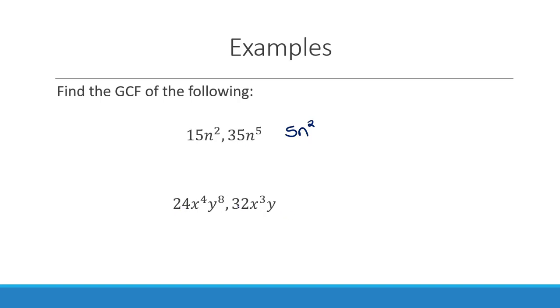24 and 32, what is the highest number that will go into 24 and 32? That's going to be 8. And then variable-wise, we can say x to the 3rd. And then my y's, you have a y to the 8th, and then this is technically a y to the 1st, so just y would be my variable for the y.